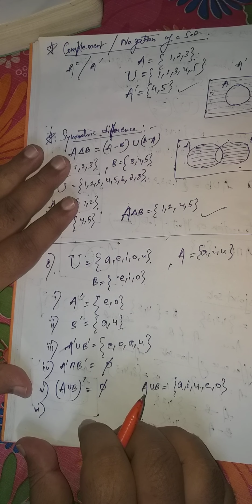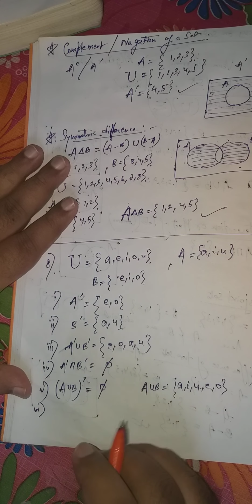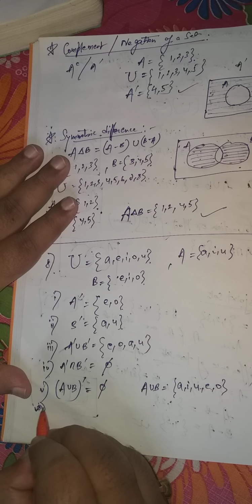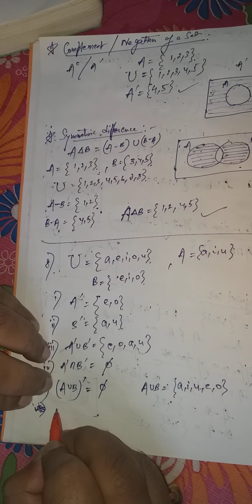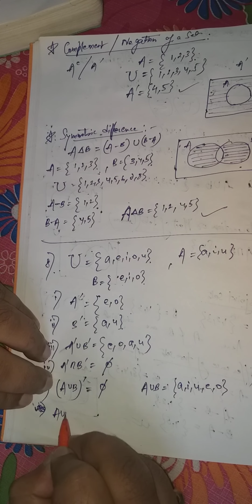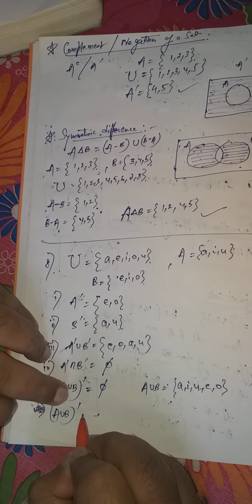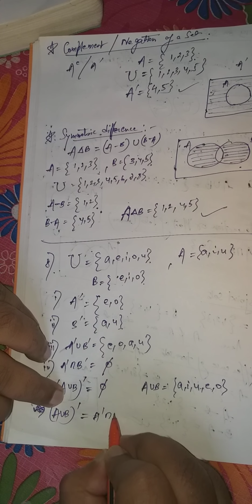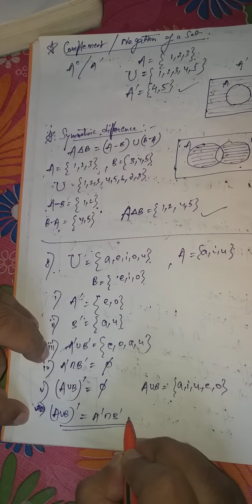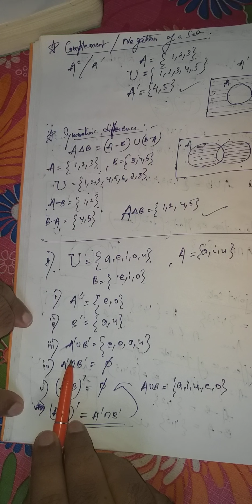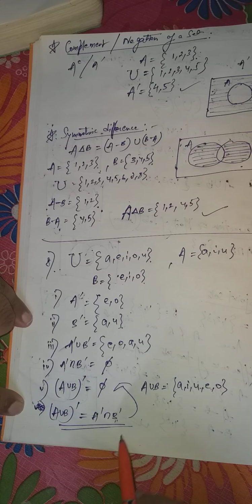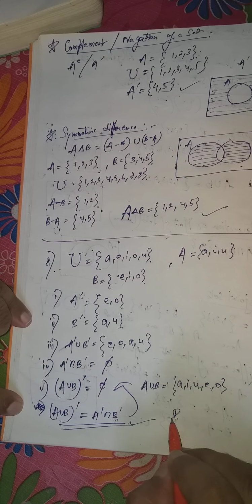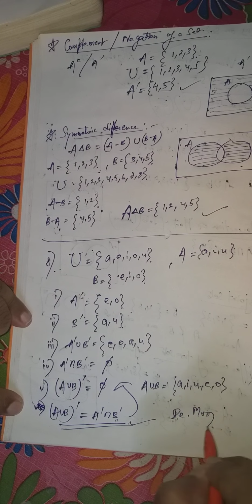Then the sixth one is not there. And so the last part: A union B whole complement is equal to A complement intersection B complement. Yes, it is true. You can see A complement intersection B complement is null and A union B whole complement is also a null set. So you can say yes, this relation is true, but actually this relation is De Morgan's relation.